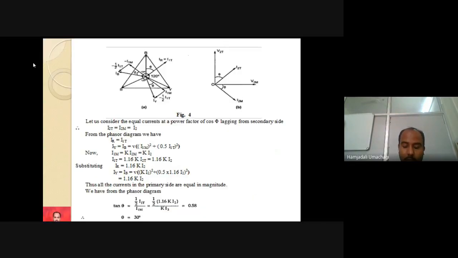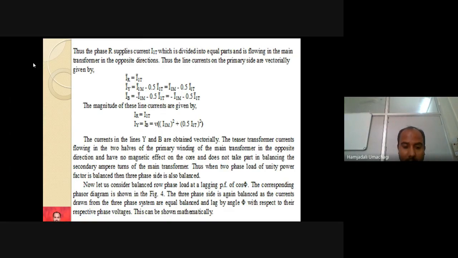Dear students, welcome back to the remaining session of Scott connection. In the previous session, we have seen the Scott connection, which is used to convert three-phase to two-phase AC power supply, that too by taking a balanced load. And now we will consider a balanced lagging power factor load, and we will prove once again that if the two-phase supply load is balanced, then the three-phase supply is also balanced.